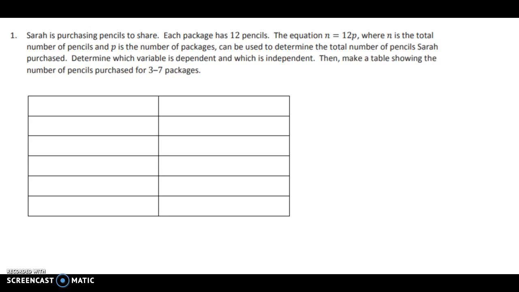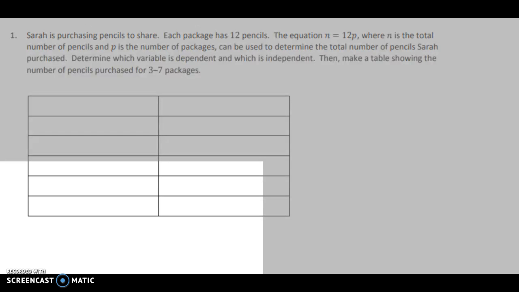Sarah is purchasing pencils to share. Each package has 12 pencils. The equation n equals 12p, where n is the total number of pencils and p is the total number of packages, can be used to determine the total number of pencils that Sarah has purchased. Determine which variable is the dependent and which is the independent. Then make the table showing the number of pencils purchased for 3 to 7 packets.